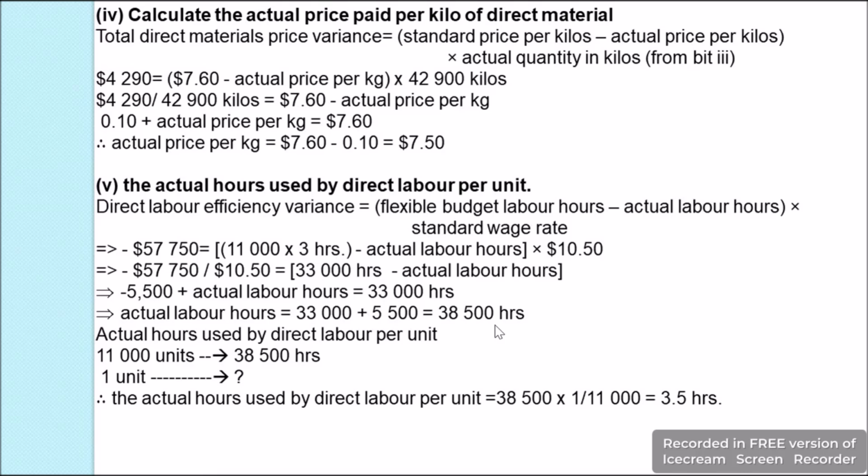This was the actual labor hours used for the production of 11,000 units, and we have to find per unit. So for 11,000, it is 38,500 hours. For 1, how much? We cross multiply this. So it will be 38,500 times 1 divided by 11,000, which will be 3.5 hours.